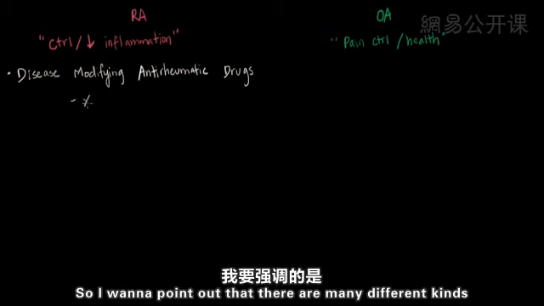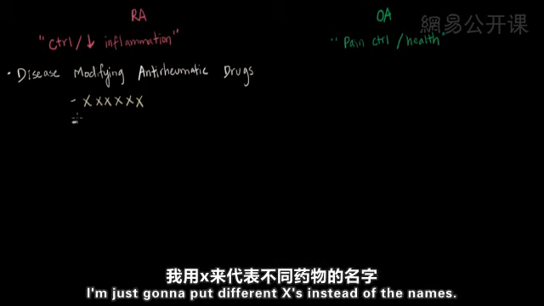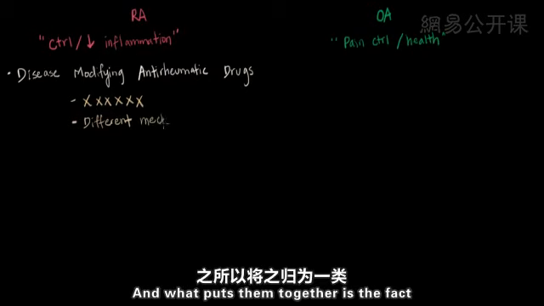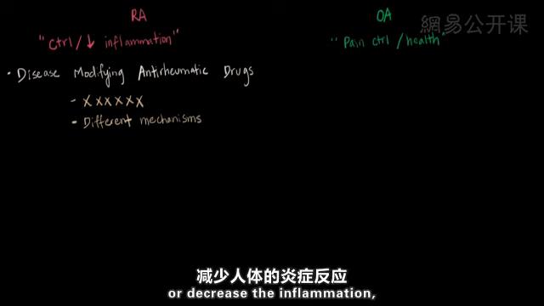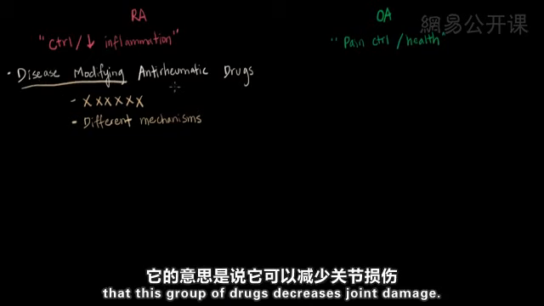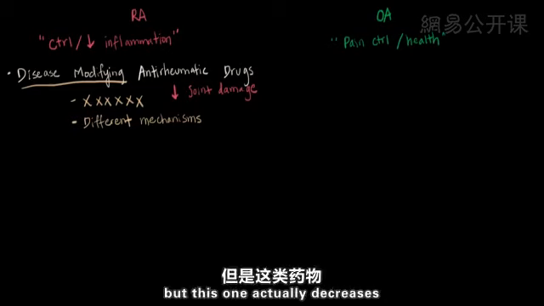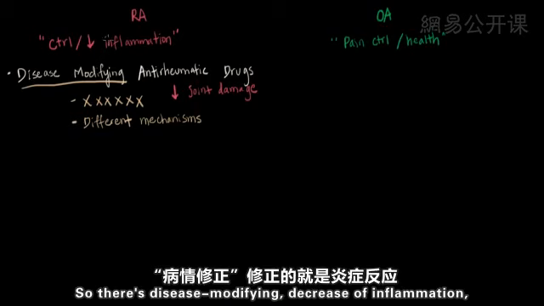I want to point out that there are many different kinds of drugs that fall under this category. I'm just going to put different X's instead of the names, and the fact that they all have different mechanisms. So they don't actually attack or try to temper down the inflammation at the same place. What puts them together is the fact that they not only treat the immune system or decrease the inflammation, but this disease-modifying part tells us that this group of drugs decreases joint damage. As you can see, a lot of the therapies surrounding arthritis go to the symptoms of pain and function. But this one actually decreases and slows down the distortion of the joint. So there's disease-modifying decrease of inflammation.